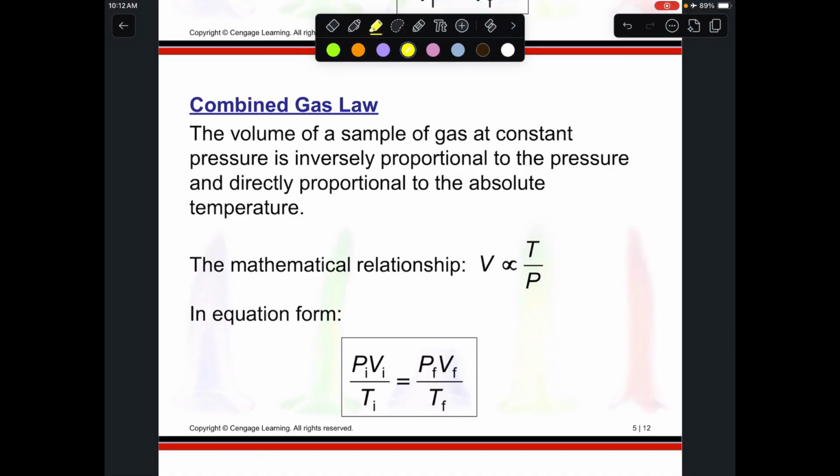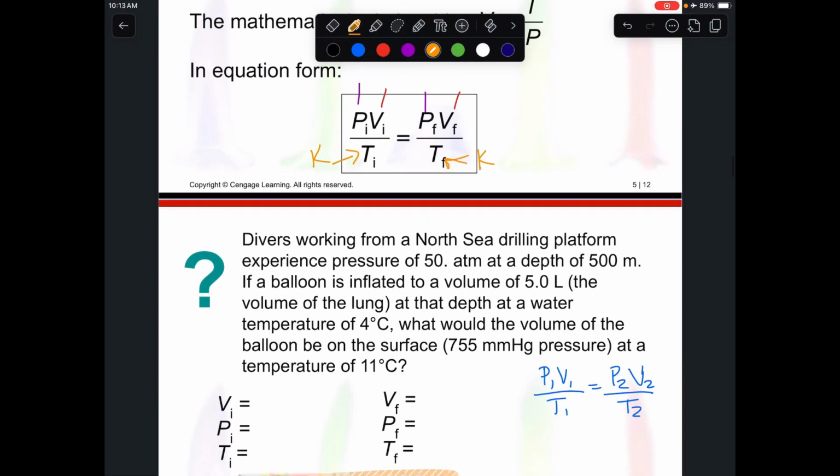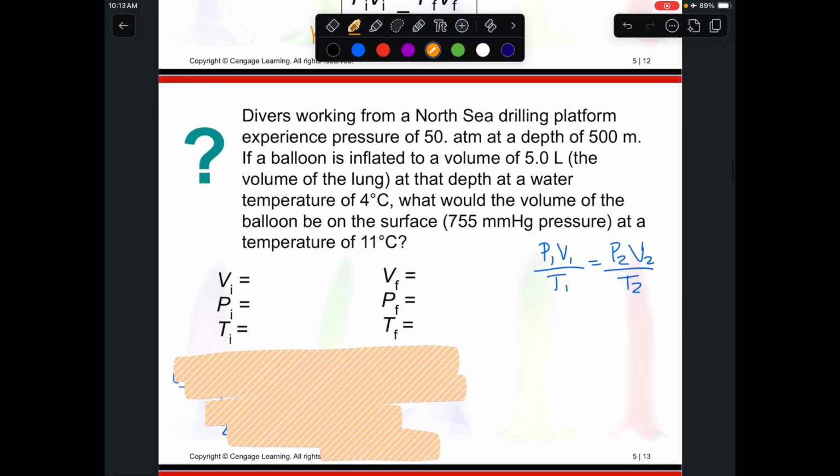Now, what units can we have? Well, it doesn't really matter, except these P's have to be the same unit, these V's have to be the same unit, and the T does matter. We are well aware that these have to be in Kelvin. Okay, so good check. Make sure you do any converting before you plug it in, just to make it easier on yourself. Let's go ahead and try a problem.